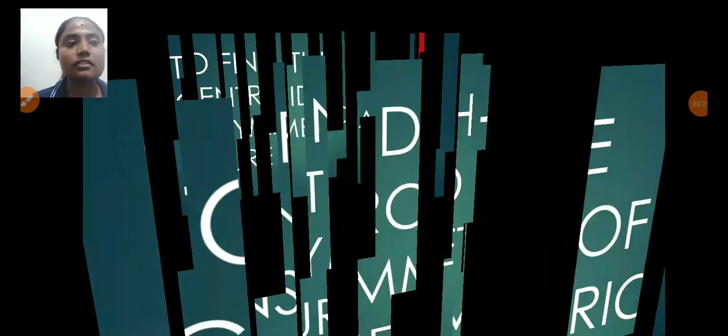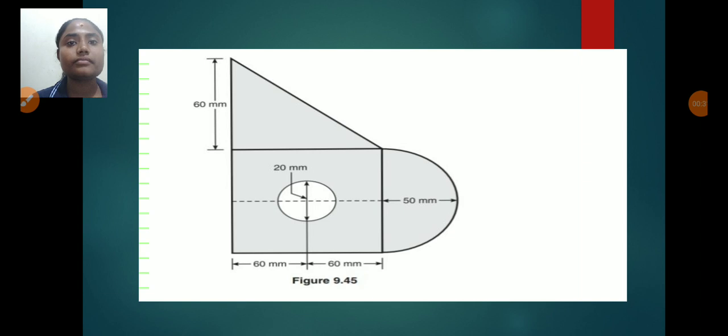So now this is the topic. Let us learn about this. This is the unsymmetrical figure. As all of you can see, this is the first one. There are four components in this: triangle, rectangle, semicircle and the circle. The circle is located in the center of the rectangle.